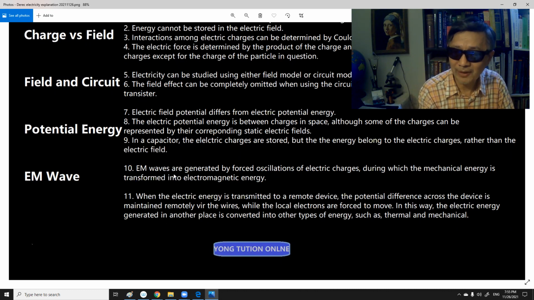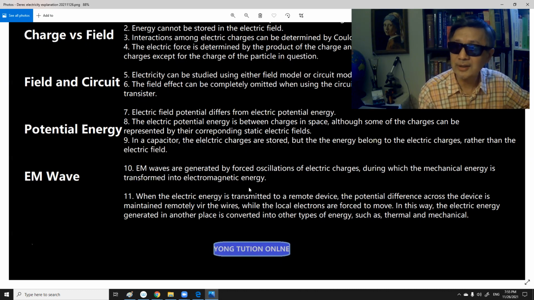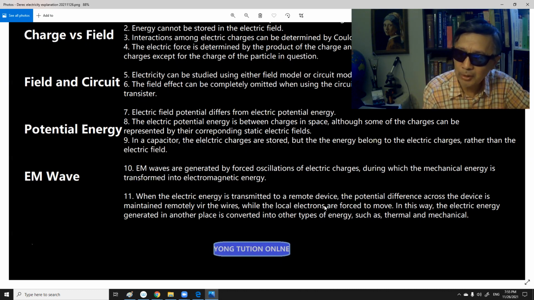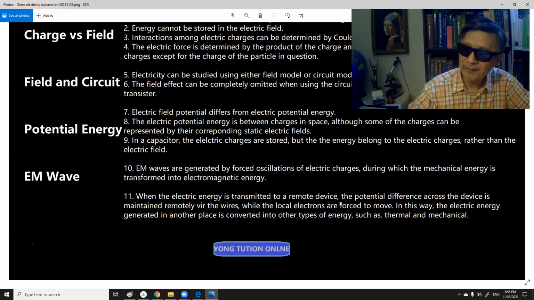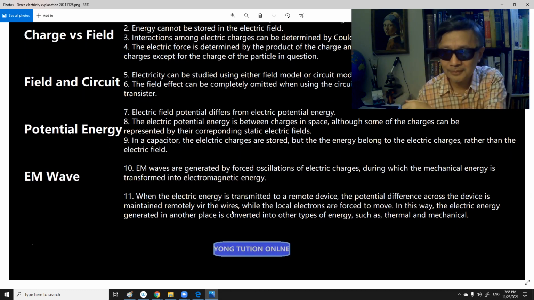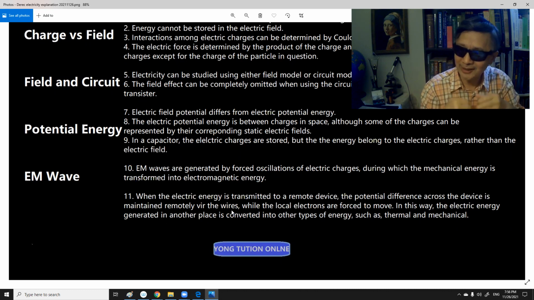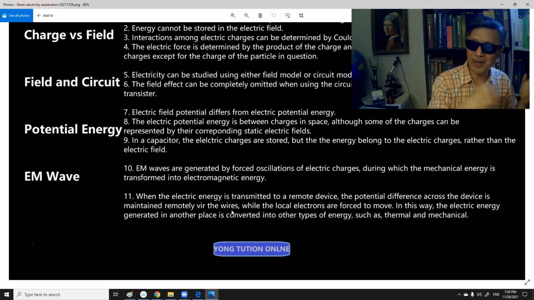Still, it is analogous to electric amplifiers or radio electronics. I'm sure there are many experts among you, so I don't want to go into too much detail. In it, mechanical energy is transformed into electromagnetic energy. Second, how is this electromagnetic field transported? When electric energy is transmitted to a remote device through wires or high-voltage lines, the potential difference across the device is maintained remotely. The wires play a very important role in setting up the required potential difference locally for each device. This is done remotely from the power supply or power plant.